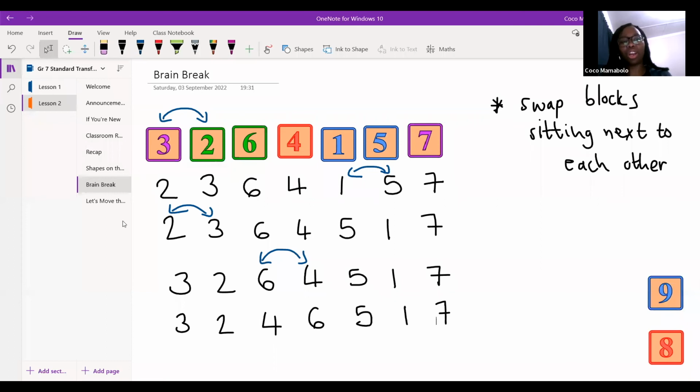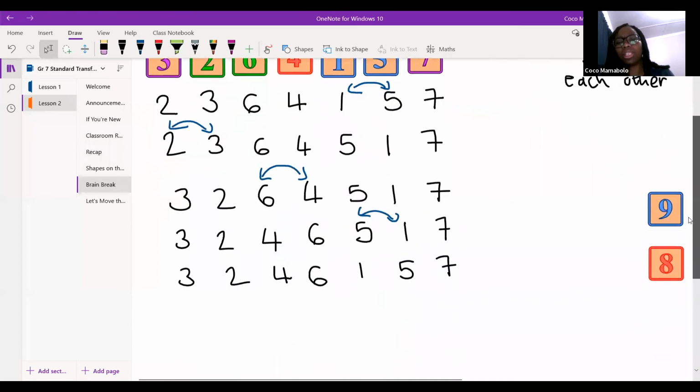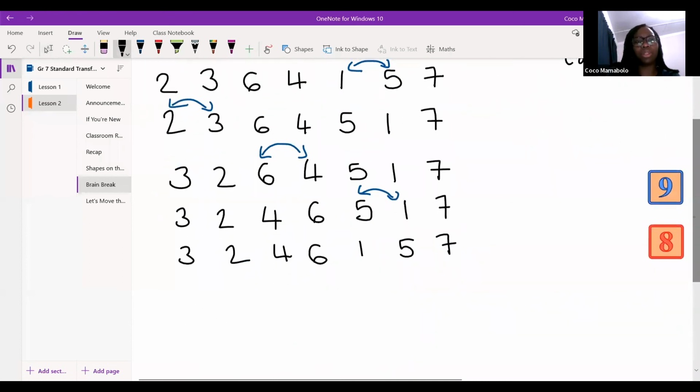Jody, hand up if you want to try. Ma'am, yes, I think we should swap 5 and 1. Okay, we're going to swap 5 and 1. So my new order reads 3, 2, 4, oh, no, I lied. 3, 2, 4, 6, 1, 5, 7. Okay, I like that, Jody. That seems like a nice swap. All right. Thanks, my sweetie. Okay, next. Mbali, what should we swap next?